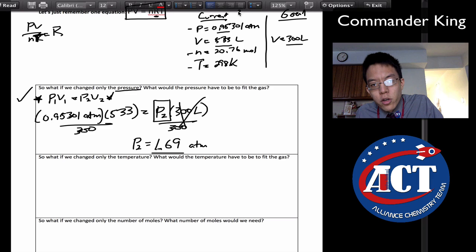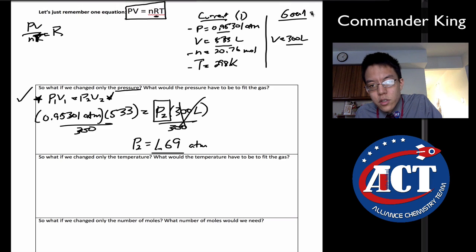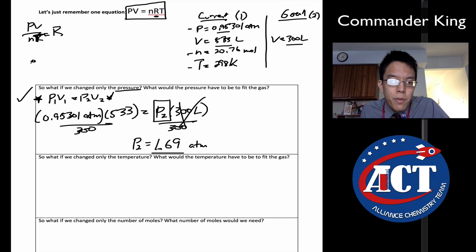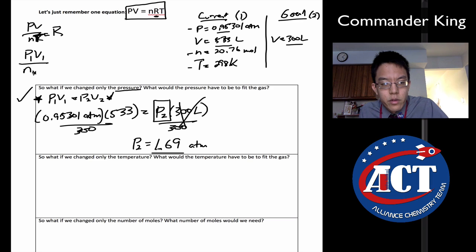Now, I'm going to call my current situation situation 1. So here's situation 1, here's situation 2. Well, if this is true, then I know if I take my pressure from situation 1 times the volume from the current situation, divided by the moles of the current situation times the temperature of the current situation, that has to equal R, right?